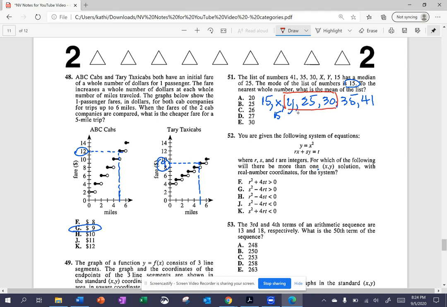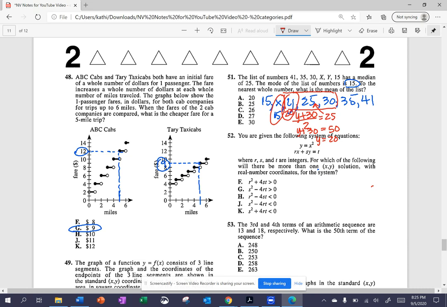So I know that if I add y plus 30 and divide it by 2, that's going to equal 25, my middle number here. So this is going to be y plus 30 equals 50. So I know y equals 20. So I know y is 20 and this x is 15.